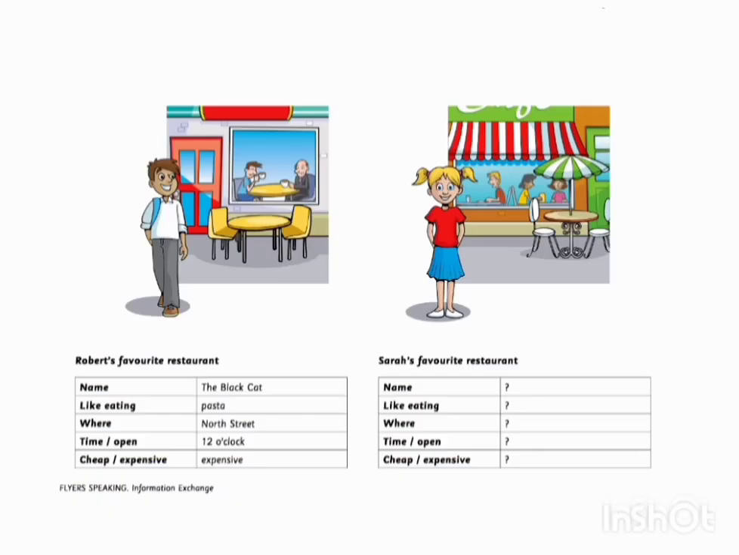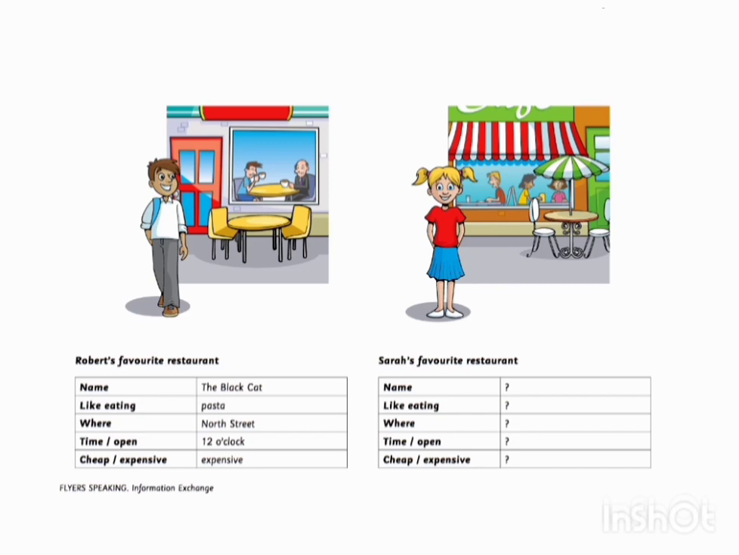Robert and Sarah like eating at the restaurant. They both have a favorite restaurant. I don't know anything about Robert's favorite restaurant, but you do. So I'm going to ask you some questions.